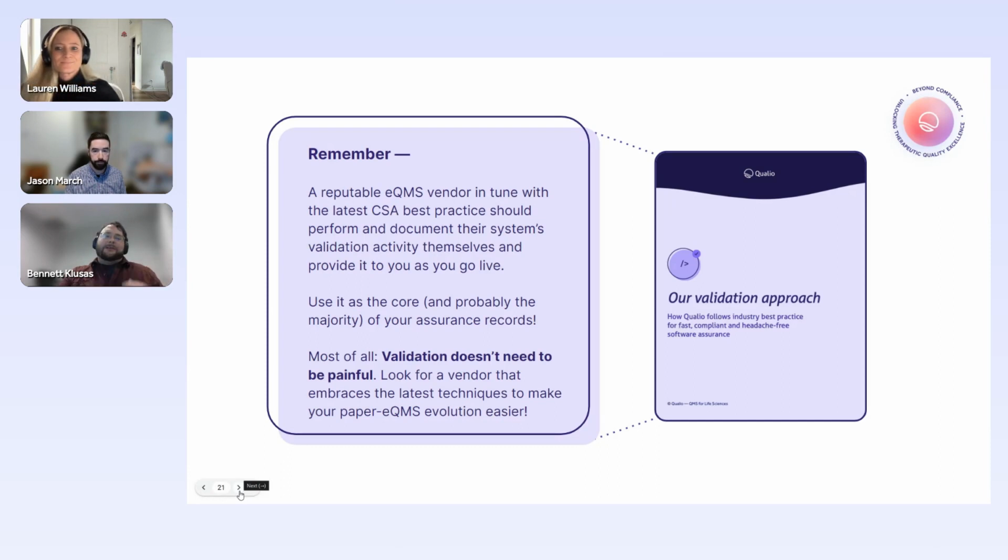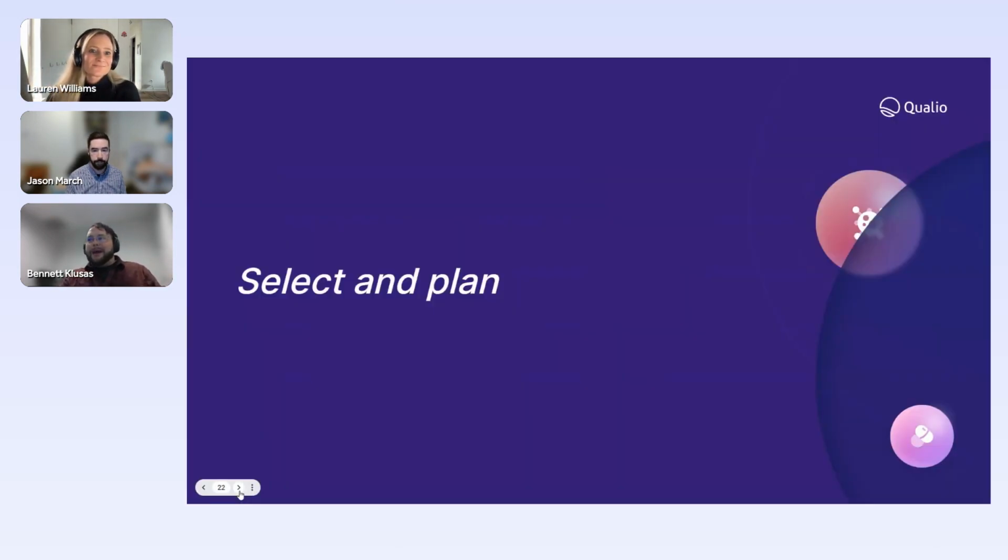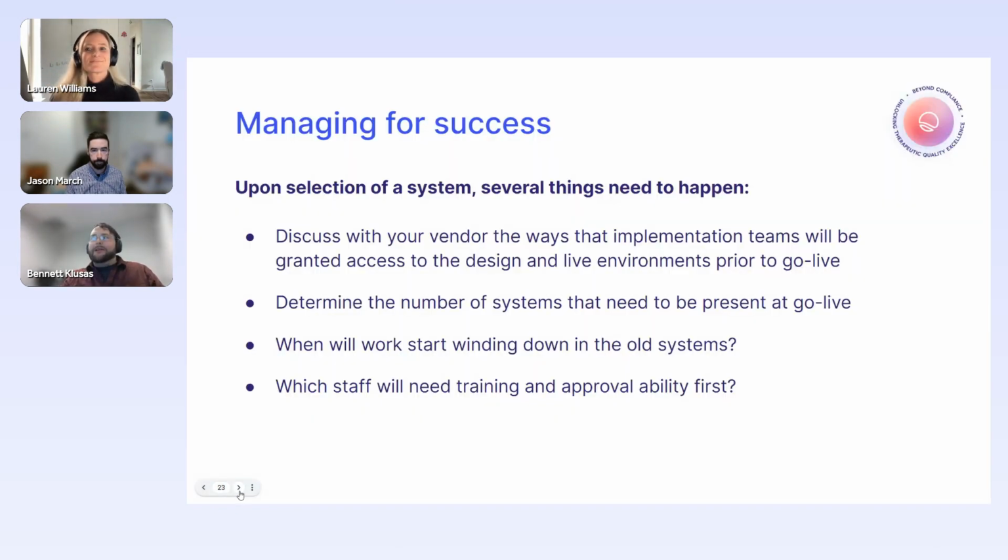So we've asked all these questions of our vendors. We've gathered what we're looking for. We've picked somebody. We have selected our vendor. So where do we go from here? And really, you need to start managing for success at this point. You've selected a system, so you need to discuss with your vendor the way that teams are going to be getting access to that system and the live environments, the design environments.